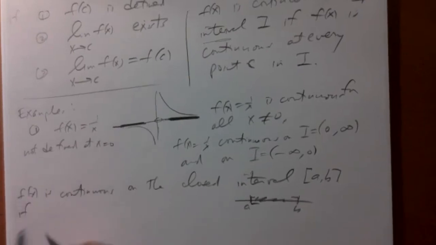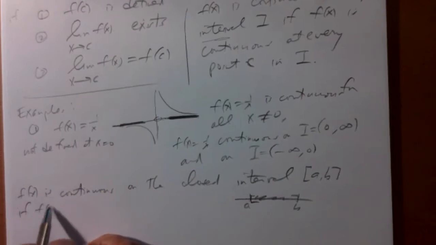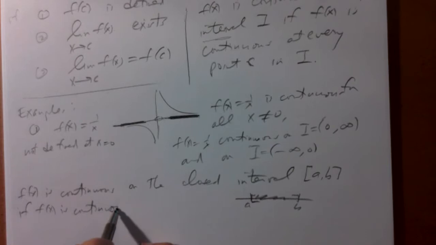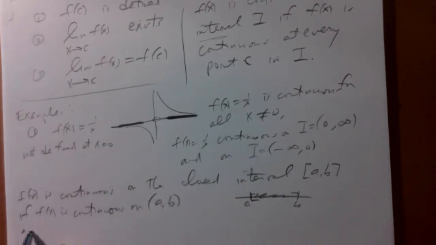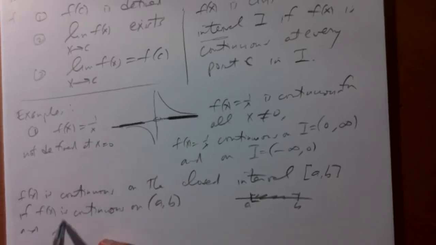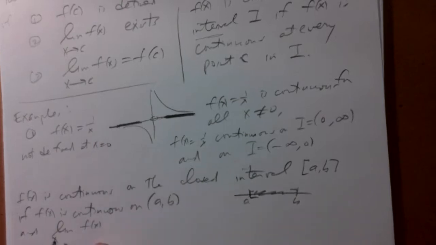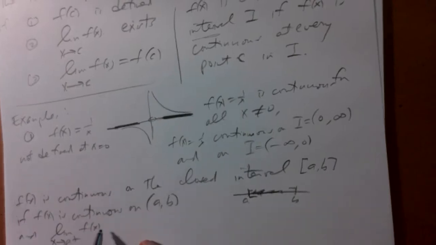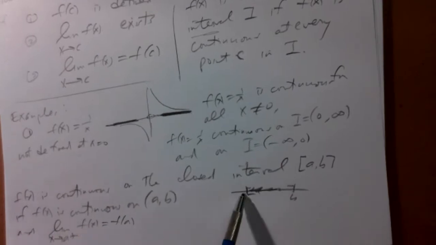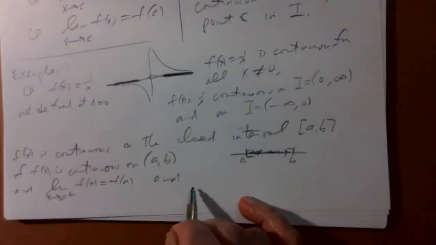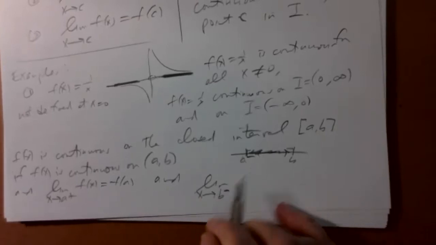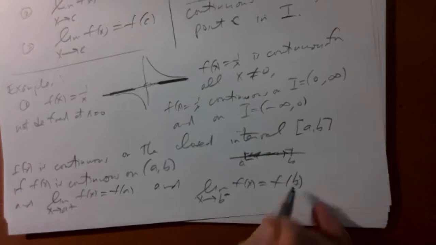So first, f of x has to be continuous on the open interval from a to b, and at the endpoints, well, what about a? We can suppose f of x is defined at a, but it's not necessarily defined for numbers less than a. So we can take the limit as x approaches a from the right, and that limit should be the value of the function at a. So f of a is defined, the limit from the right exists, and the limit is equal to the value of the function. And similarly, the limit as x approaches b from the left is the value of the function at b.